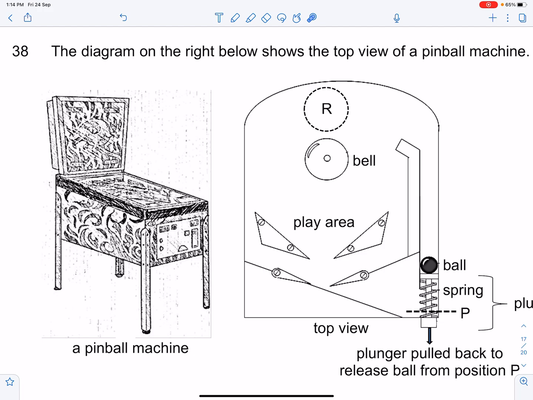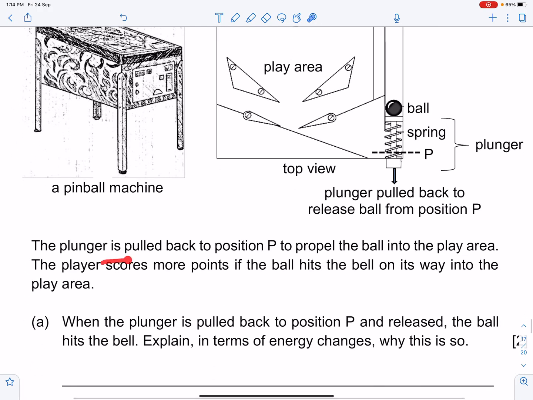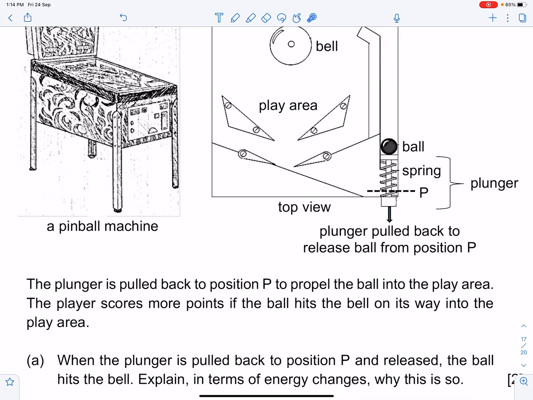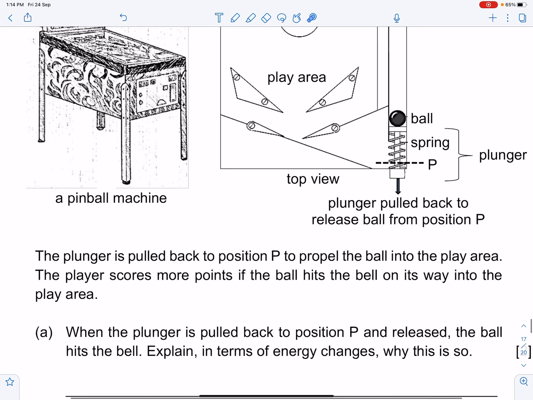Okay, this question. Now, the diagram on the right shows the top view of a pinball machine. The plunger is pulled back from here, all the way to here, to propel the ball into the play area. The player scores more points if the ball hits the bell on its way into the play area. When the plunger is pulled back to position P and released, the ball hits the bell. Explain in terms of energy changes.